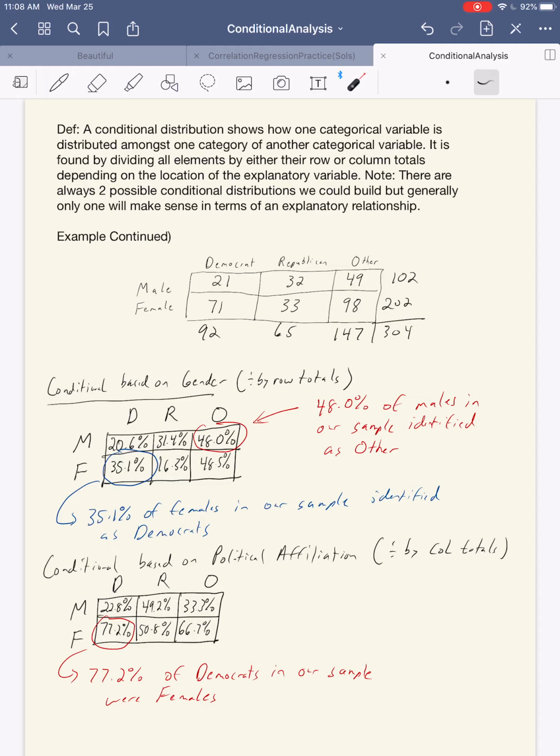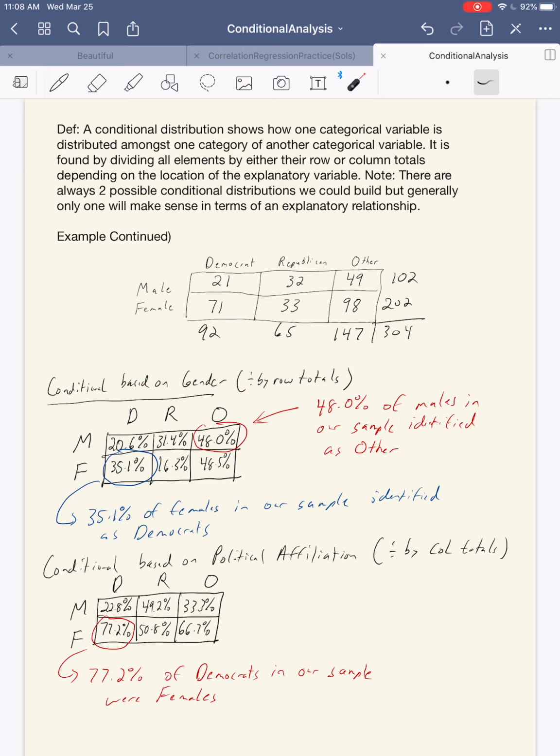Now, interestingly enough, notice that females had a higher percentage in every political affiliation. And that should make sense because there were more females by a wide margin in our sample than males. So you can see how this conditional distribution here doesn't really give us a lot of useful information because basing it on political affiliation is choosing the wrong explanatory variable. This one here, based on gender, really tells us more about the relationship.